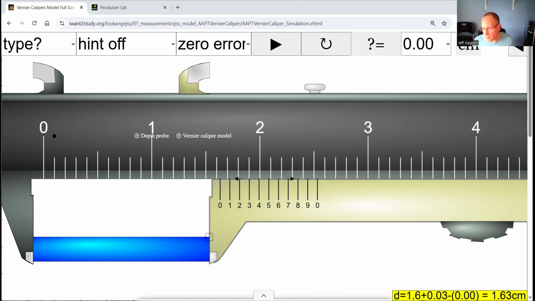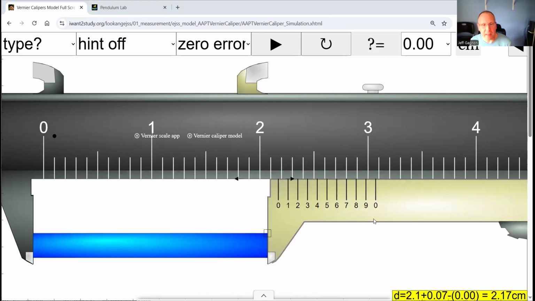Okay, and actually that's what the computer does over here. That's what it's also getting, 1.63. Let's do a few more of these. Let's say this is the length of the new object.